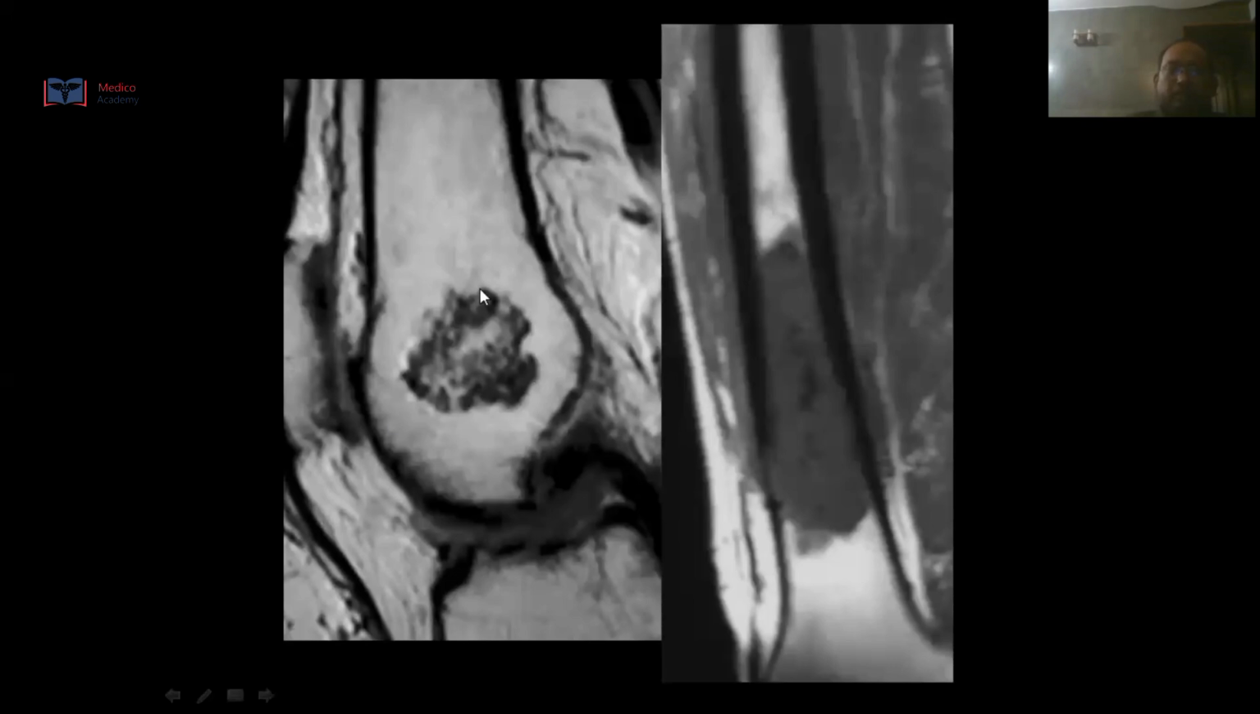And this is a sagittal T1 weighted image of the tumor, where you are able to see a complete lesion in the metadiaphysis, and this looks to be benign. Whereas this is another example where you are able to see a lesion with thinning of the cortex, and also there is some soft tissue involvement on both sides of the cortex. So this is an example of a benign lesion, whereas this is a malignant lesion.